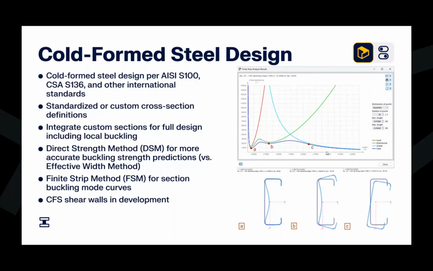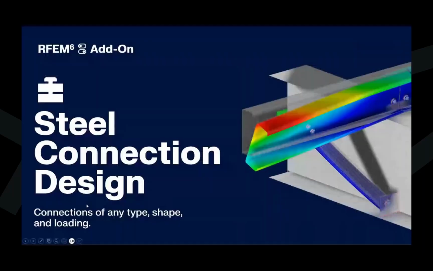Now, a very common question is, do we have cold form shear walls? This is something that is planned for the future. Currently, within the cold form steel, it's a little bit more specialized for member design specifically, but we certainly will keep that in mind for cold form shear wall design in the near future.